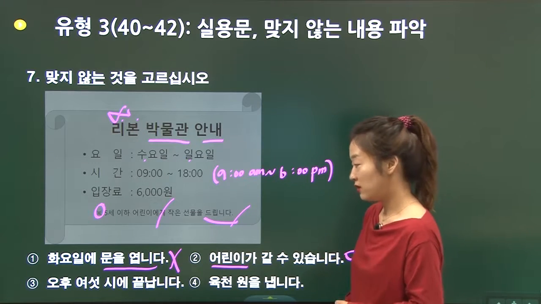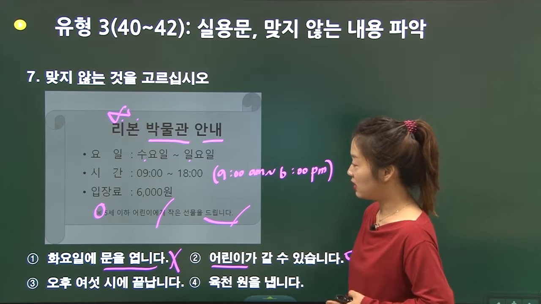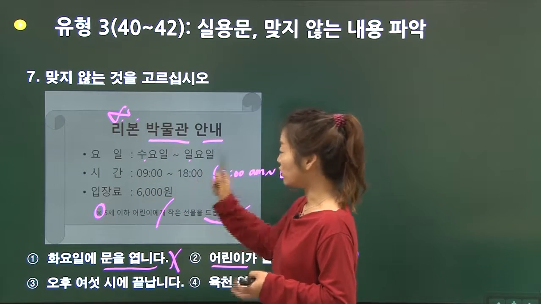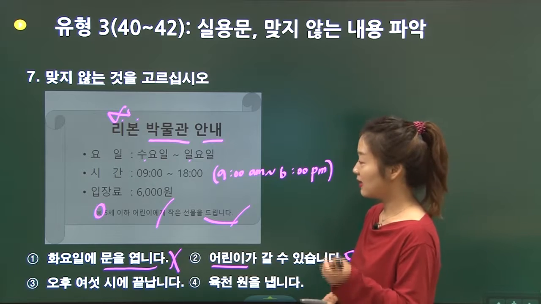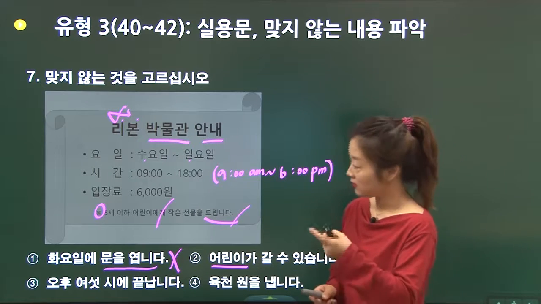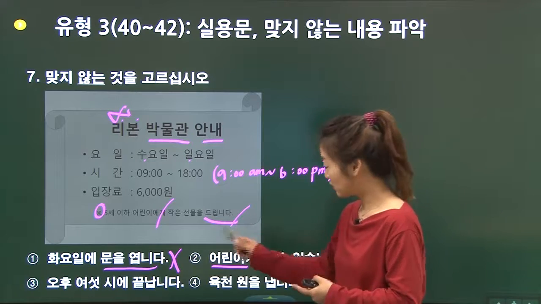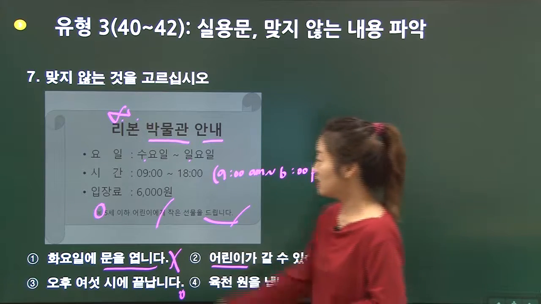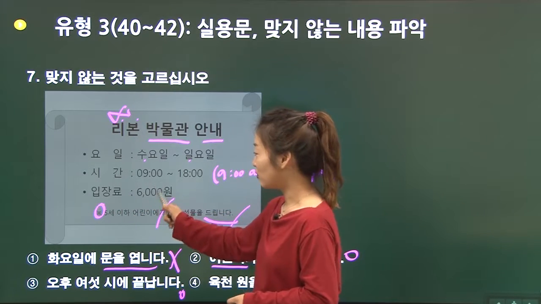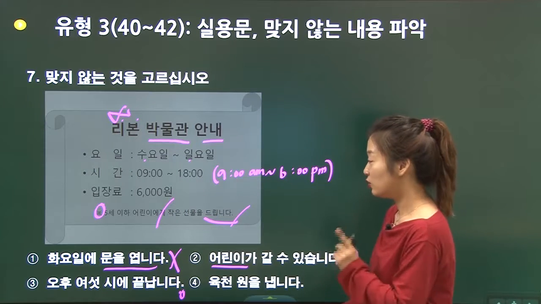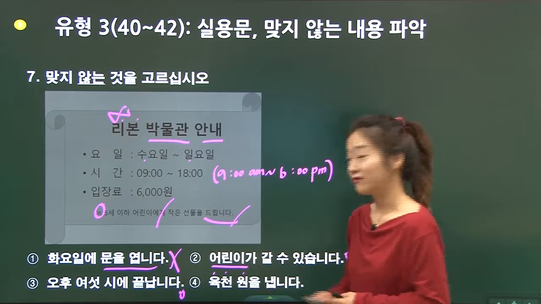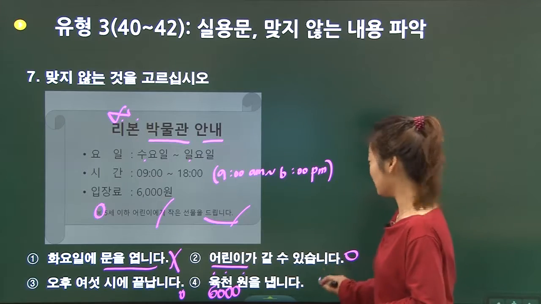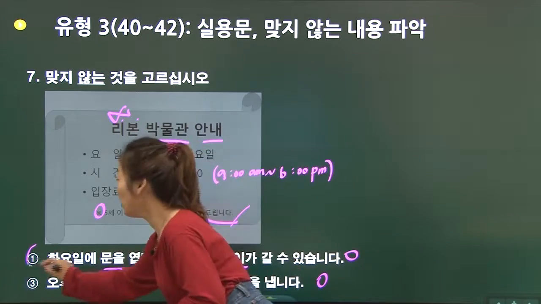Number 3, 오후 6시에 끝납니다. What is the finish time? You can look at the 시간, the time. 9시에서 6시까지. So at 6 in the afternoon, the museum will be closed, right? It's correct. 6,000원을 냅니다. How much is the entrance? Here's the entrance fee, 6,000 won. So this is correct too. So the right answer is number 1, right?